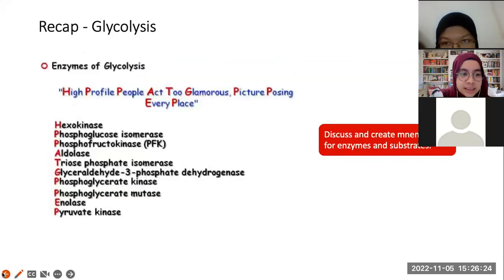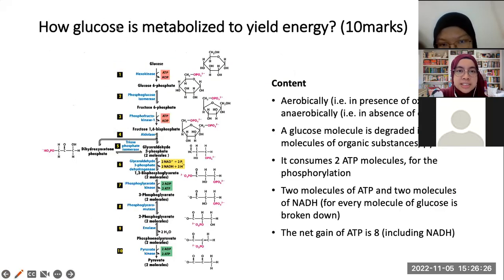So in this case, because it's asking how glucose is metabolized to yield energy, the one that we are going to focus on is basically glycolysis. Okay, we have 10 steps of glycolysis. Unfortunately, for this kind of question, you have to remember the whole 10 steps. Okay, but how do you secure marks for questions like this?